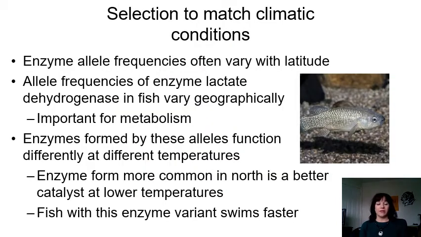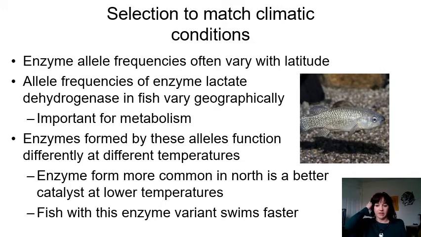So in addition to selection that helps avoid being preyed upon, you can also have selection to help live in a certain climate, all right? Again, we're talking about the second rule of natural selection, in which the environment is playing a role on which traits are beneficial and which ones are not.